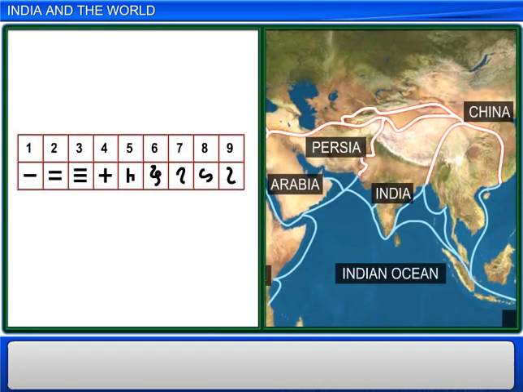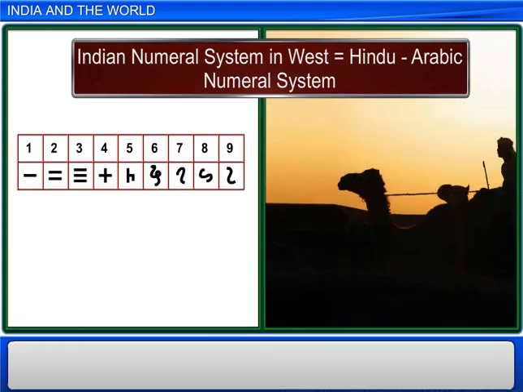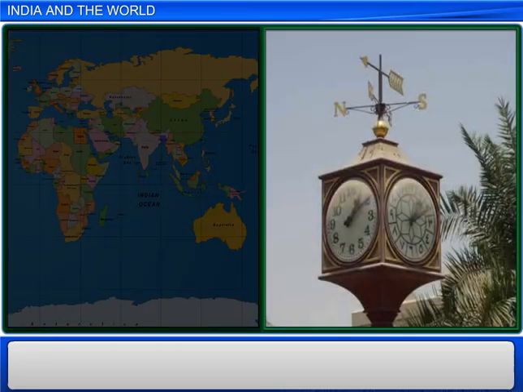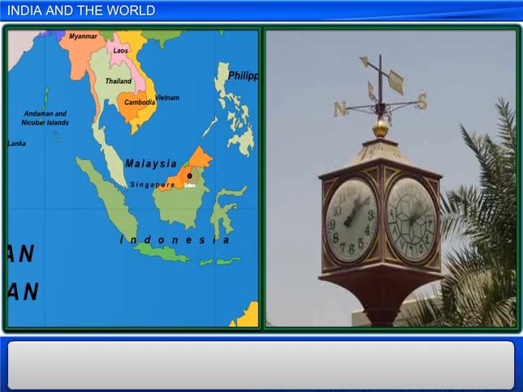Interestingly, the Western world commonly refers to the Indian numeral system as the Hindu-Arabic numeral system because it reached Europe through the Arabs. The image shows a clock in a park in the Arabic town of Satwa with Indian numerals on its face.